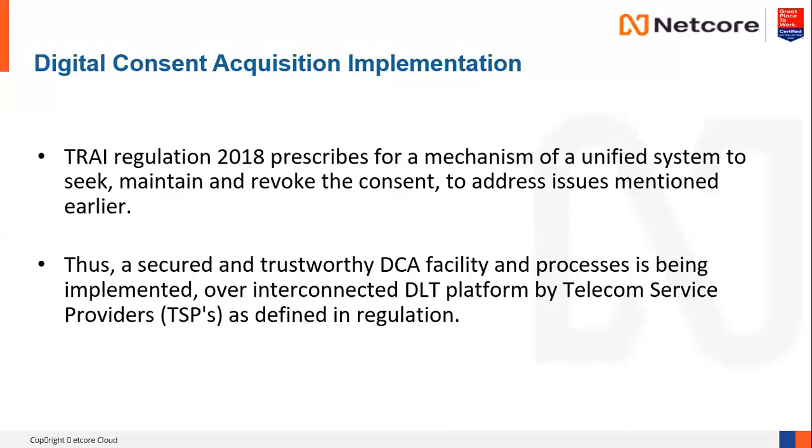So as I already explained, the regulation is implemented in a phased manner. First phase was PE registration, then sender ID, then template, then the consent. In the consent framework, TRAI and operators are sending the communication about the DCA. The first communication came on the 2nd June, and later on the implementation started. So this DCA is a secure and trustworthy facility.